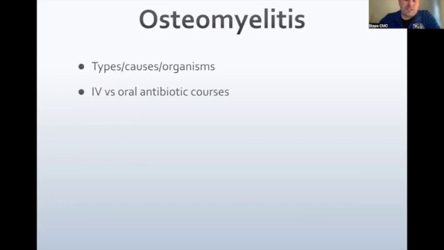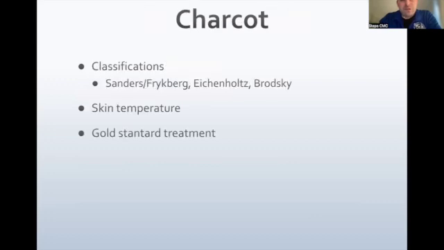Osteomyelitis, the types and causes and organisms, that itself is a huge lecture, but the types of osteomyelitis seen most in diabetics is important. Knowing what kind of antibiotics to use, how long to use those antibiotics, IVs versus oral, given the state of the osteomyelitis, whether or not it's being resected or just being treated with IVs, is kind of going to get you through those questions. Charcot is another beast of questions.